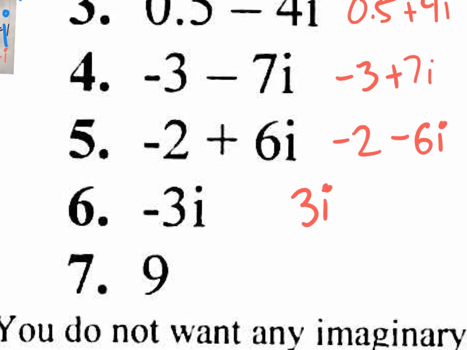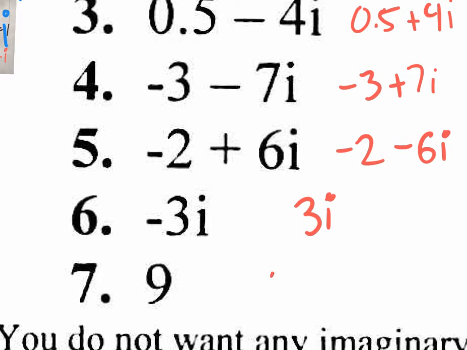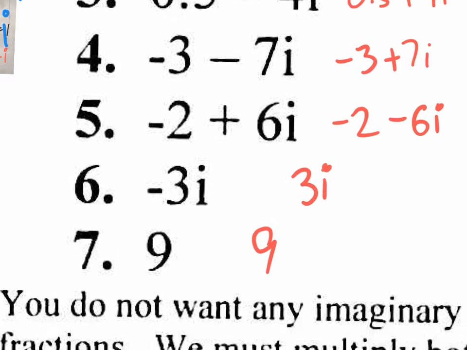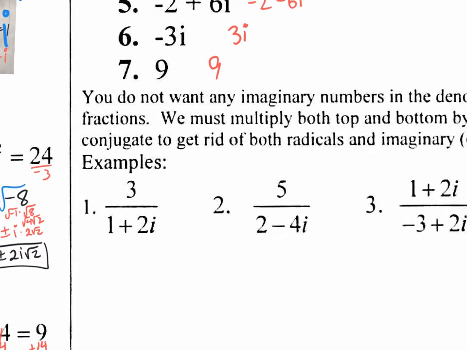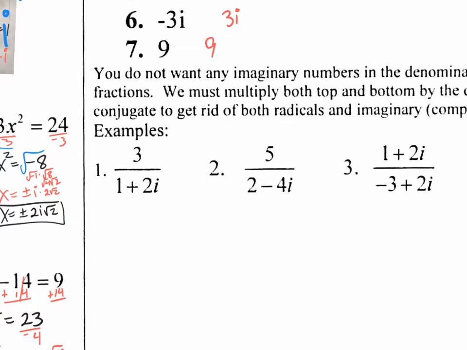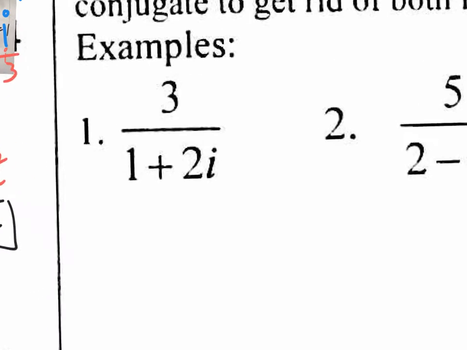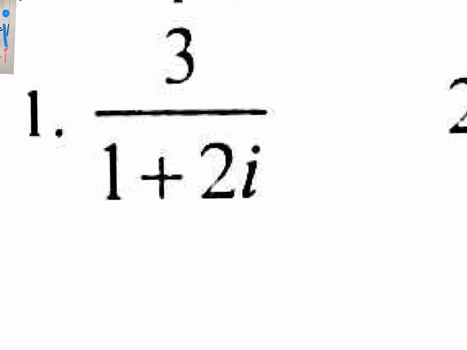Your answer is just going to be 9, or your conjugate is just 9. Why? Because there's no imaginary part, and the complex conjugate is changing the imaginary portion of it. Okay, so why am I having you practice the complex conjugate? Because if you ever have an imaginary value in the denominator, you have to get rid of it. And how do you get rid of it? By multiplying by that complex conjugate.